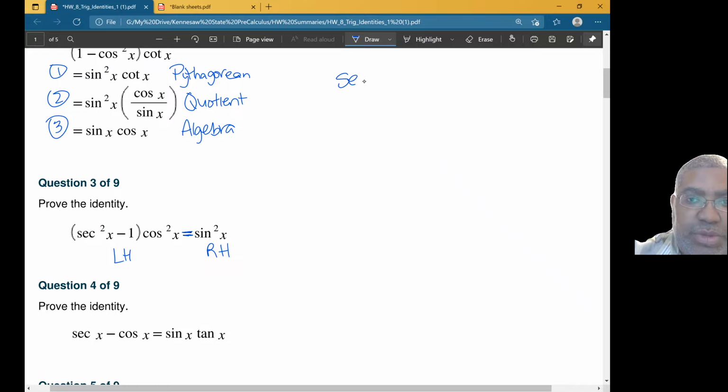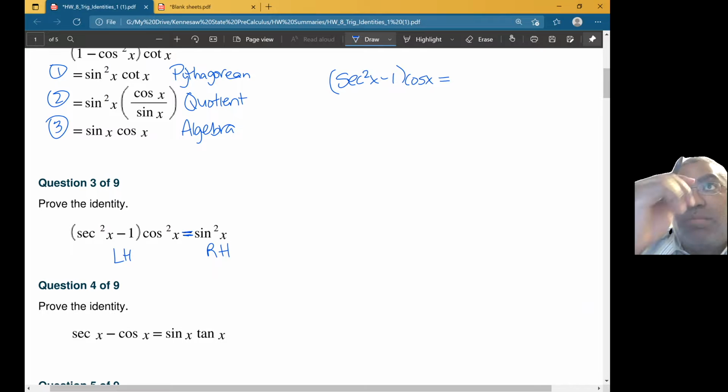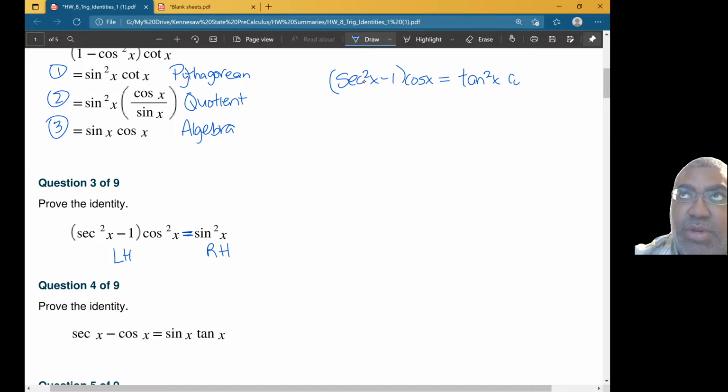So secant squared x minus 1 times cosine x. Secant squared x minus 1 is a property, one of those Pythagorean properties. This is equal to tangent squared x times cosine squared x. Oh, they made this problem super easy for us. Cosine tangent squared is cosine squared, not cosine.